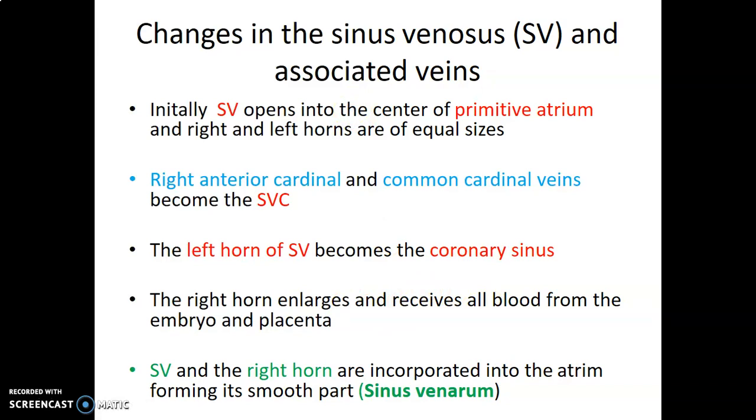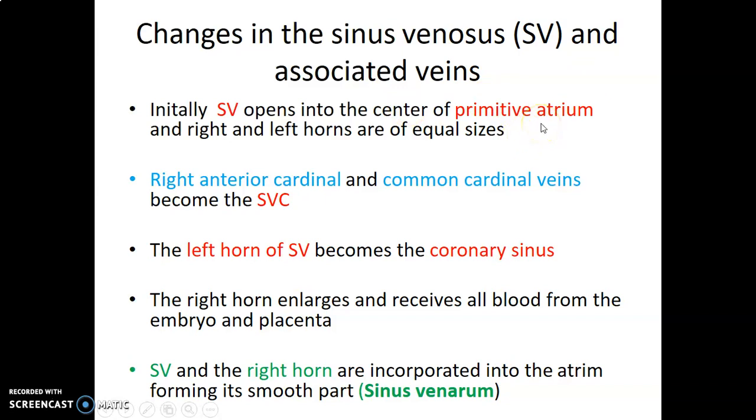So the sinus venosus generally and the right horn are incorporated into the atrium, and that forms the sinus venarum, which is the smooth part of the right atrium. Remember, our heart tube had the truncus arteriosus, bulbus cordis, primitive atrium, primitive ventricle, and sinus venosus. So the sinus venosus opens into the primitive atrium. Then we have the right and left horns of equal sizes.